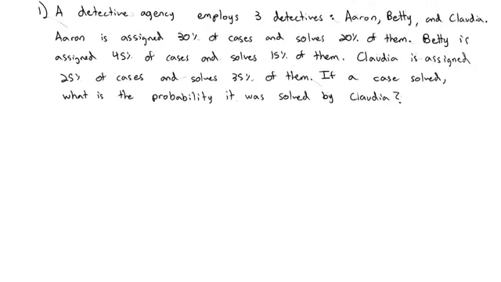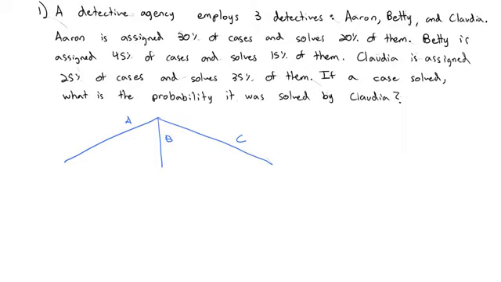We're not actually going to use the formula for Bayes' theorem. We're going to set up a tree diagram to help us work out the idea behind Bayes' theorem. And as we set up our tree diagram, the first branch represents what happens first. The order is important. So first, a case needs to be assigned to a detective. It could be assigned to Aaron. It could be assigned to Betty. Or it could be assigned to Claudia.